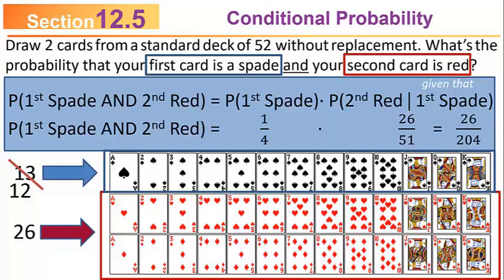And if you multiply 1 times 26 and 4 times 51, you'll get 26 over 204. And as I said, you could have left that 1/4 as 13 52nds. You did not have to simplify it, but it's nicer if you notice those sorts of things, I believe. So the answer will be 13 over 102 if you simplify it as much as you can. WebAssign doesn't really care if you simplify fractions, but if you want to, you can.